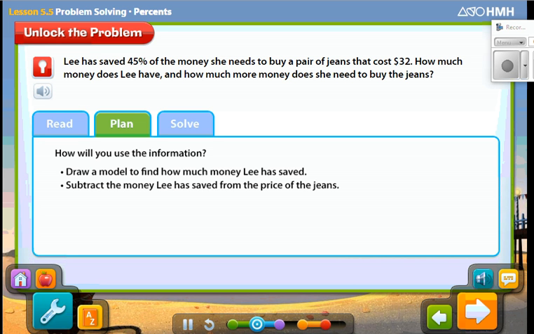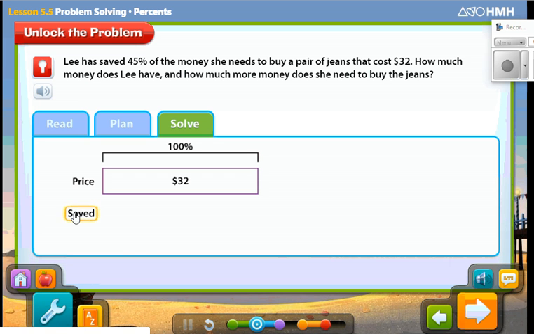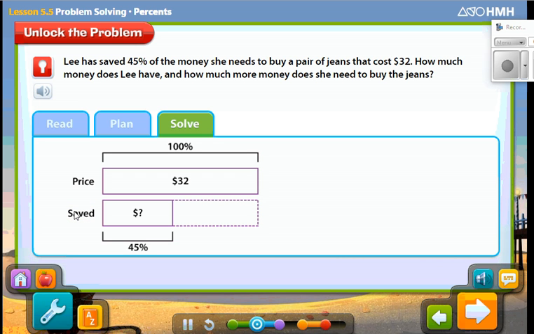Now, let's solve the problem. First, draw a bar model to represent 100%. What's the price of the jeans? 100% of the price of the jeans is $32. What percent of the price of the jeans has Lee saved? Lee has saved 45% of the $32.